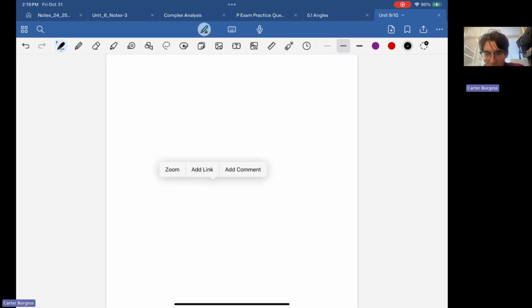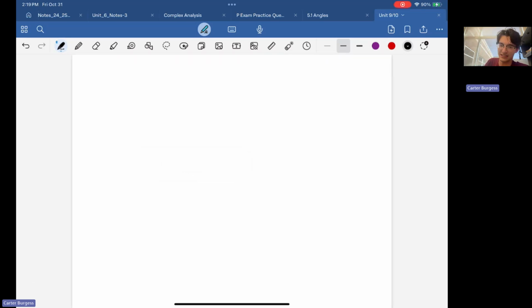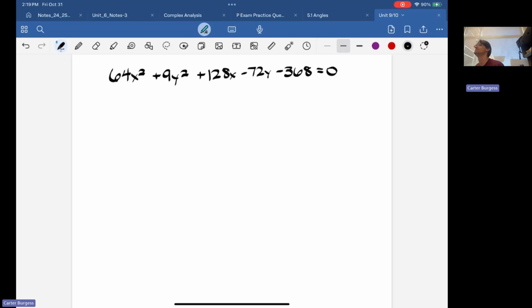The example that I am looking at, let's pick a good one. It's going to look nasty, but it's actually not too bad. This is 64x squared plus 9y squared plus 128x minus 72y minus 368 is equal to 0. Okay. I'm picking one that looks difficult on purpose because we will find it is actually not too bad.